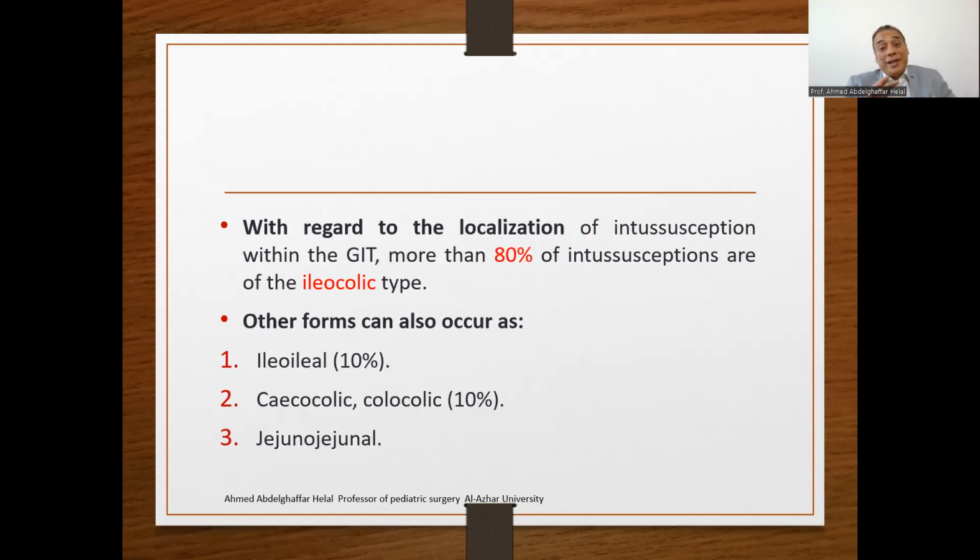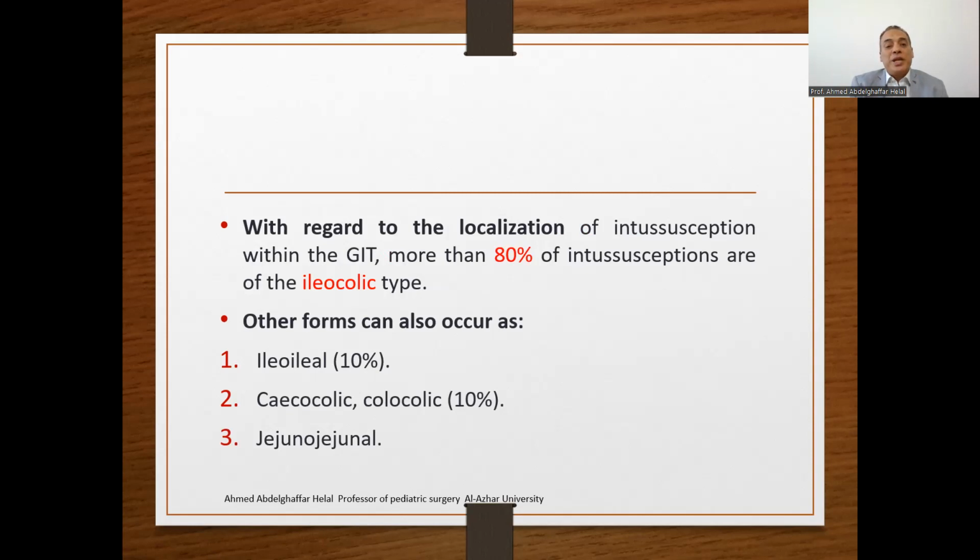With regard to localization within the gastrointestinal tract, we can find that the most common is the ileocolic type. The most common is the invagination or telescoping of the terminal ileum into the colon, which is called ileocolic. Ileo meaning that the proximal part is the ileum, invaginating into the colon. So it is called ileocolic.